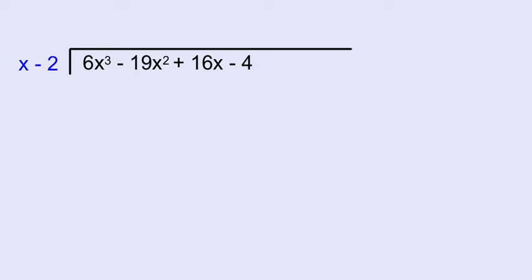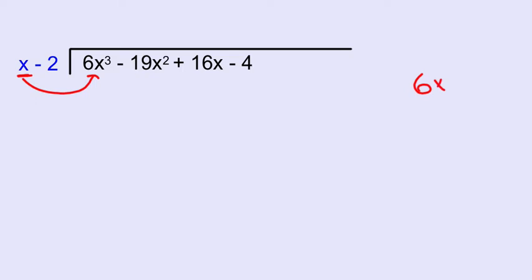Be careful that you have all your placeholders from the highest term down to the lowest. So we have an x cubed, an x squared, an x, and a constant. We have all the places, so we're good to go. Now I start by saying, how many times does x divide into 6x cubed? And I have my students off to the side figure that out.